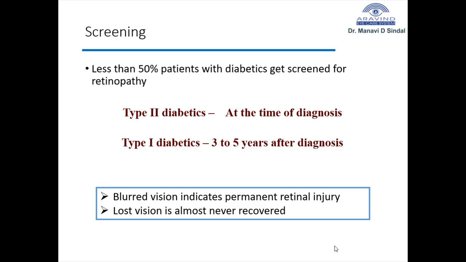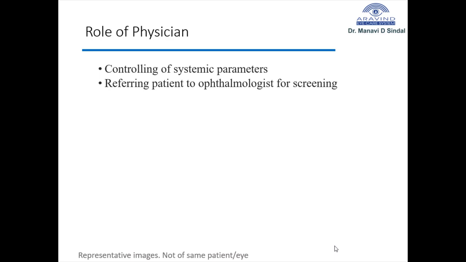Type 1 diabetics need to be screened 3 to 5 years after diagnosis, because type 1 diabetes is never silent, it's always detected at its onset. Other than, of course, controlling the systemic parameters, physicians need to refer their patients to ophthalmologists for screening so that we can prevent this from becoming something like this.